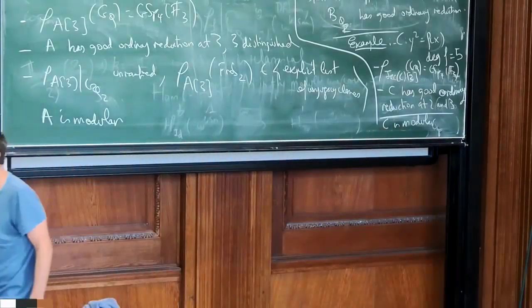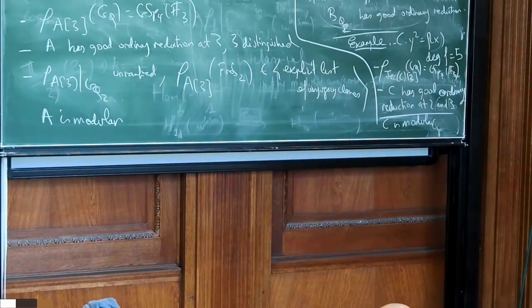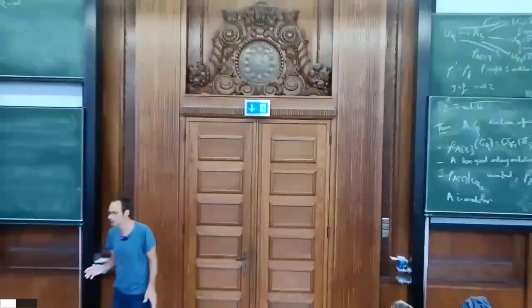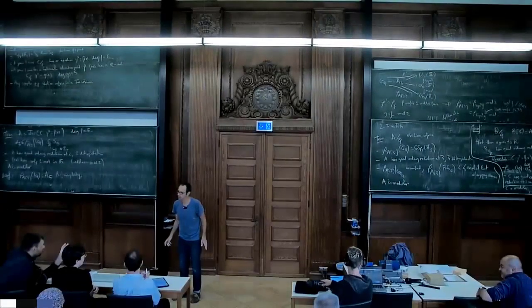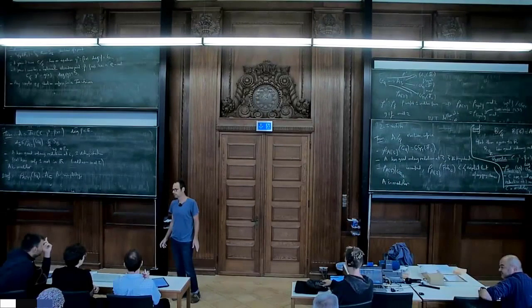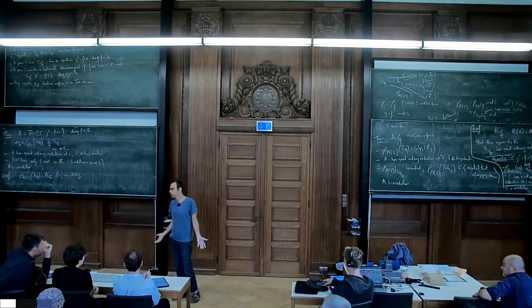Also, does it consider the case when the weight is not equal to 1? And it's kind of easier, right, to show that modular implies modular. Can you do this in this context? Maybe in some future.